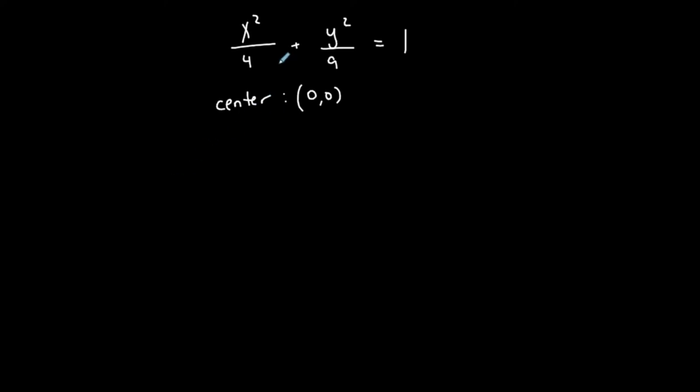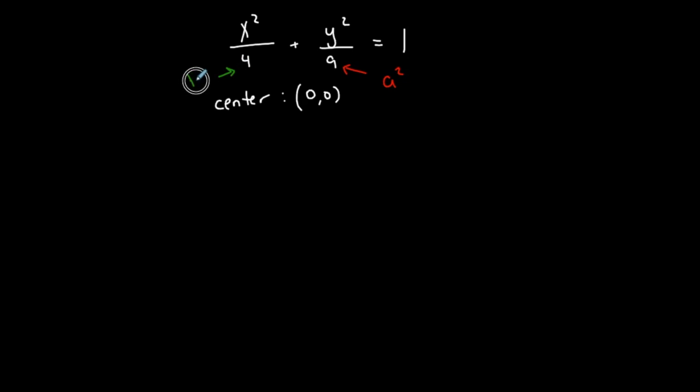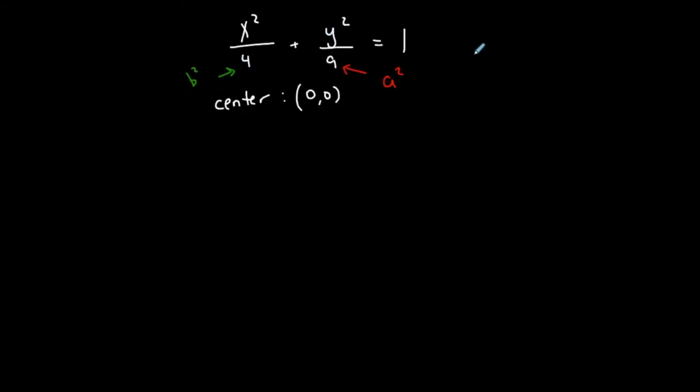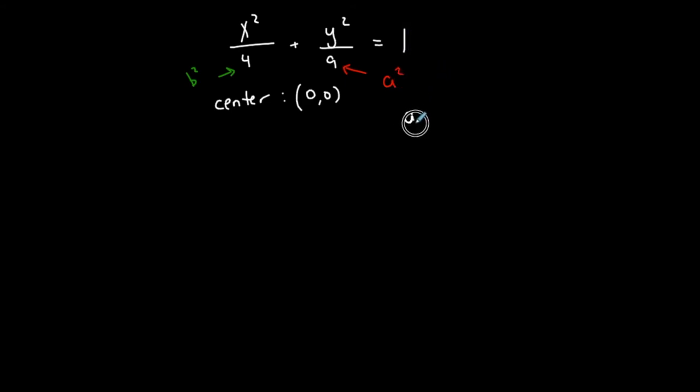Now, the larger denominator in this case is the 9, correct? So since the larger denominator is the 9, the 9 represents a squared, because a is always bigger than b for an ellipse. So this is b squared, because I'm corresponding it to these, right? A squared or b squared underneath. So my a squared in this case is 9, and my b squared is 4, which means that a is the square root of 9, or 3, and b is the square root of 4, or 2.